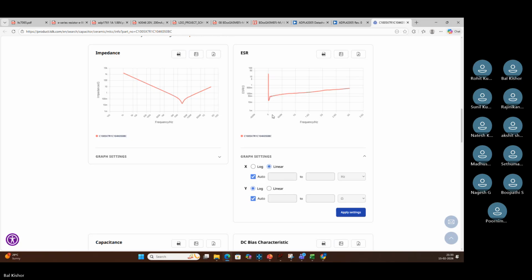Linear is not proper for frequency variation. That is a big problem. So a log graph is always better.